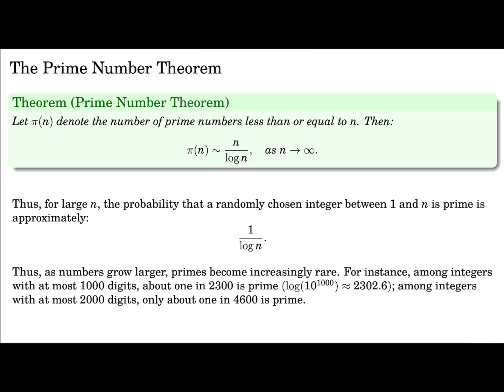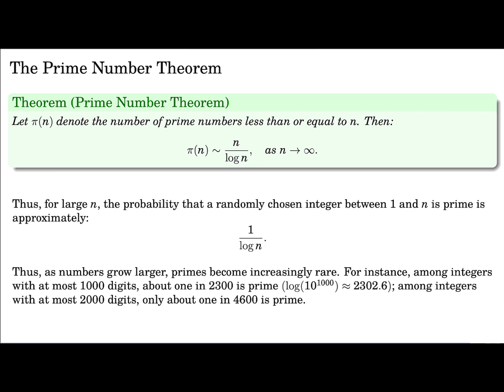So what's happening here is that primes become less common as the numbers get larger. For example, for numbers with 1,000 digits, very roughly 2,300 such numbers are prime. For numbers with 2,000 digits, roughly 4,600. And so the idea is simple. The primes never run out, but they become rarer and rarer, right? And this tells you the way in which that happens.